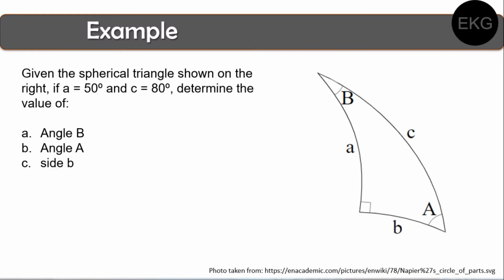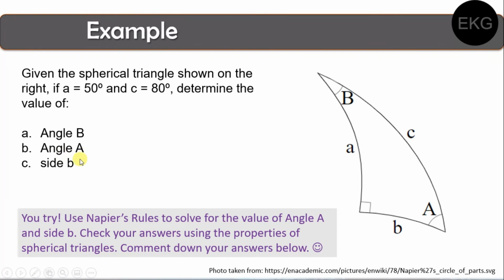Now for your part, tatlo yung hinahanap. Nasolve na natin tong angle B. What I want you to do, since dalawa lang naman yung Napier's rule, is to solve for angle A and side B. After you have solved, you check your answers using the properties of spherical triangles. Ano-ano ba yung properties? I-recall ninyo or balikan nyo sa video para ma-check ninyo after you have solved A and B. Is it correct? Is it in accordance with the properties of spherical triangles? And comment down below your answers para matingnan din natin.